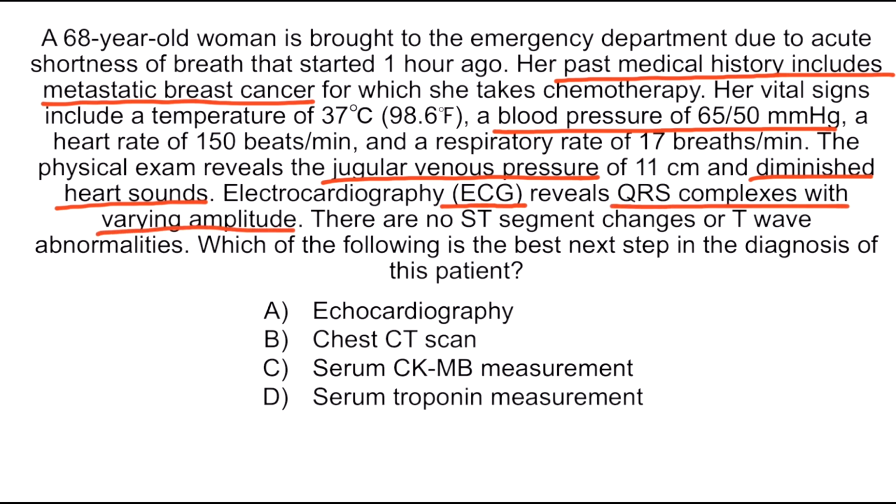So with all of that information, you've seen it clinically, you've got some evidence on an ECG. Now we think this patient has cardiac tamponade. So what do you do next? So the best next step is to really confirm your diagnosis. So you're going to want to get an echo. With that in mind, the correct answer is A, echocardiography.